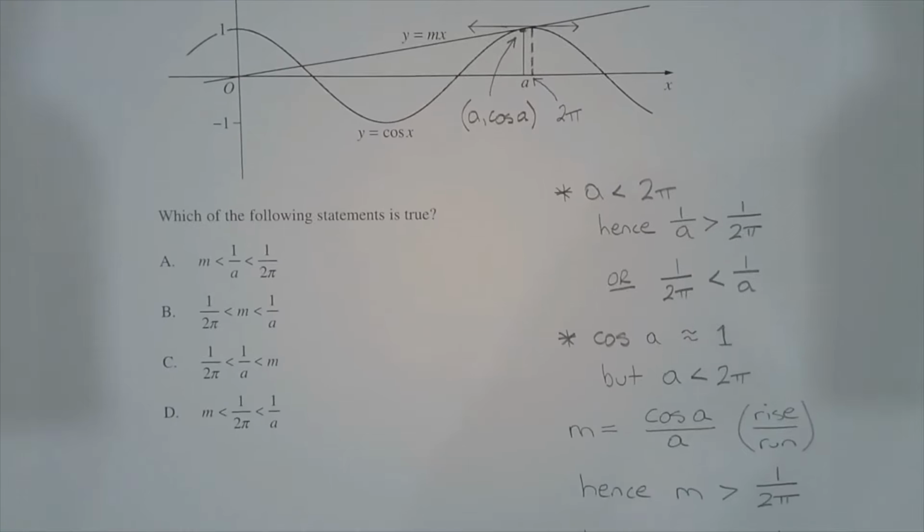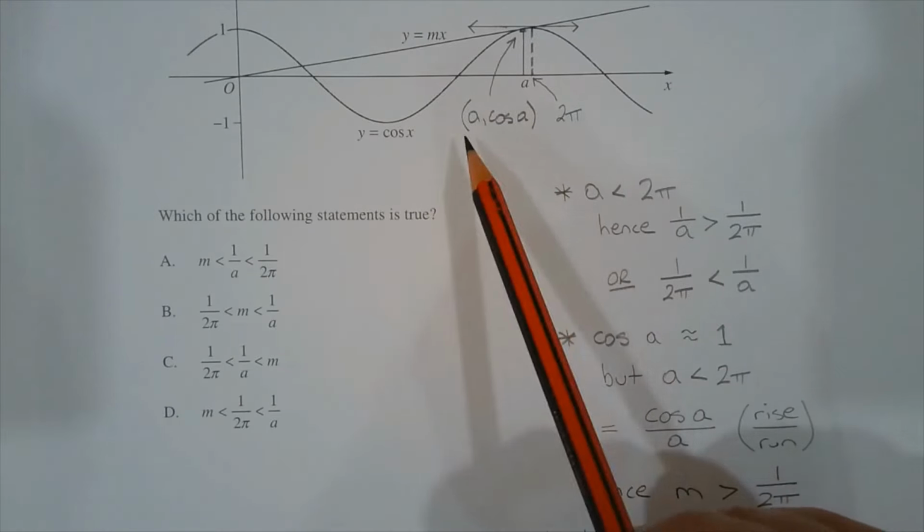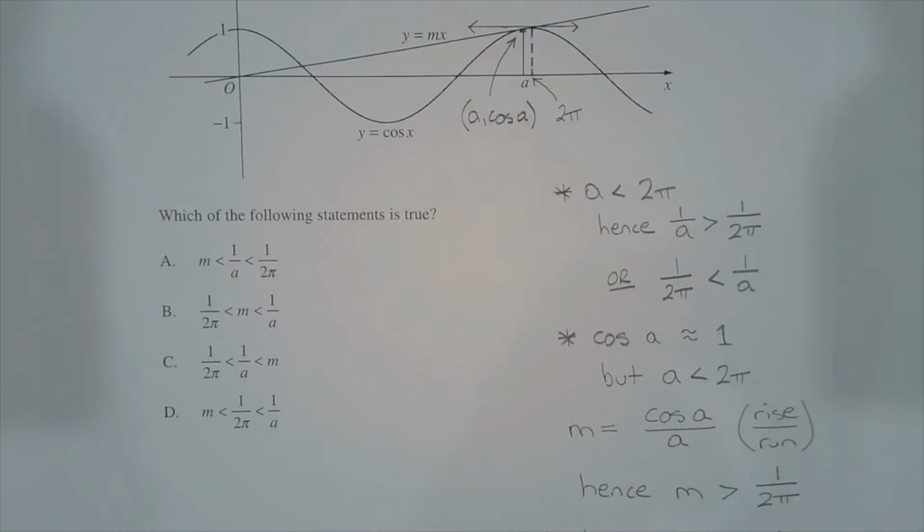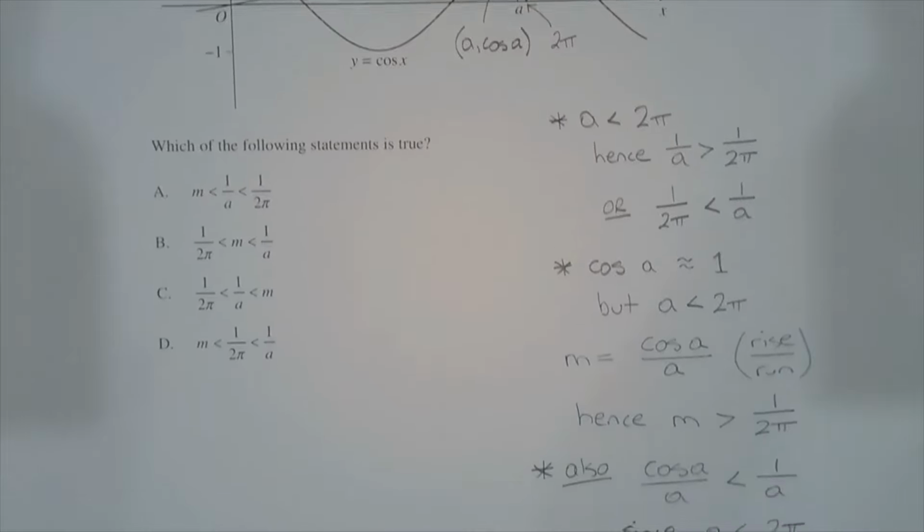The next point to consider is that cos of a is approximately equal to 1, but a is less than 2 pi. Now the gradient m is equal to cos of a over a, so that's the y coordinate over the x coordinate, rise over run. Hence, m is greater than 1 over 2 pi.